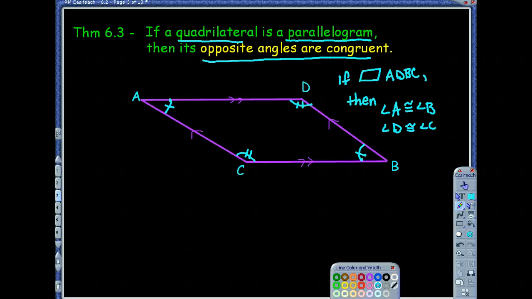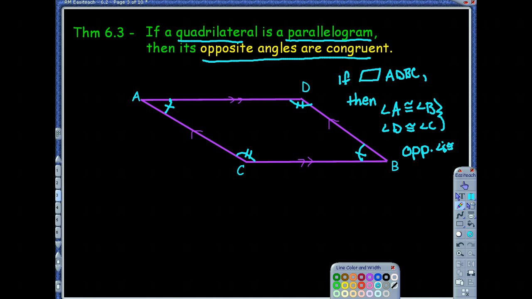And again, if I was using this theorem as a reason in a proof, my brain is just tired today. I would say that I know these opposite angles are congruent because opposite angles congruent. So that would be my reason. That'd be kind of like the title of this theorem.